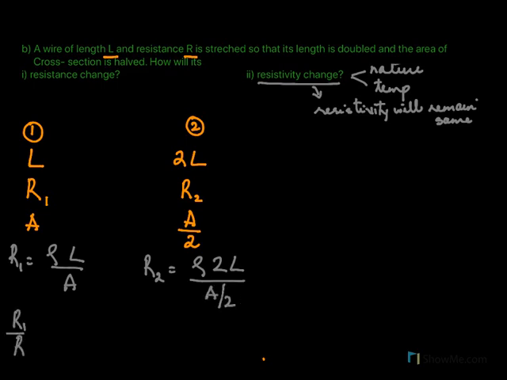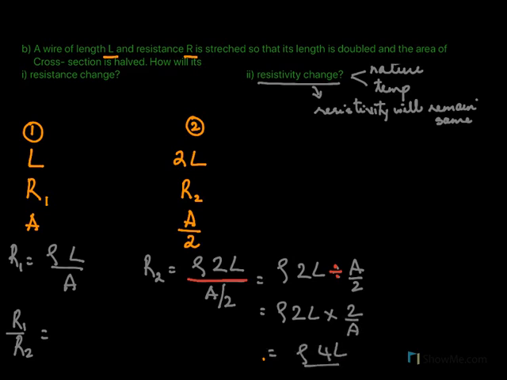So we need to do R1 by R2. Let's first just tackle this. This is rho 2L divided by A by 2, right? Because the division is at this point here. So the division becomes rho 2L into 2 by A, which is rho 4L by A. This is your R2. So our R1 is rho L by A divided by R2, rho 4L by A.